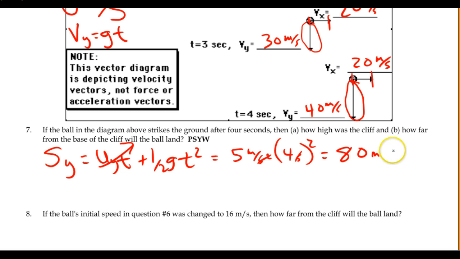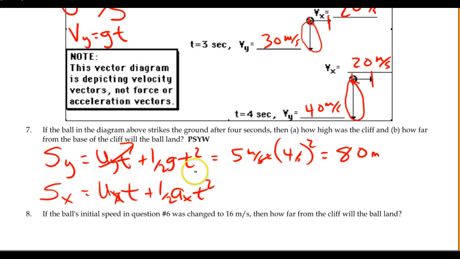How far from the base of the cliff will it land? That's an s in the x direction, a horizontal question. Again, in the x direction, I would start with the same basic equation, the velocity in the x times t, plus 1/2 of the acceleration rate in the x times t squared. But I should right away realize there is no acceleration in the x direction, so the velocity stays constant.